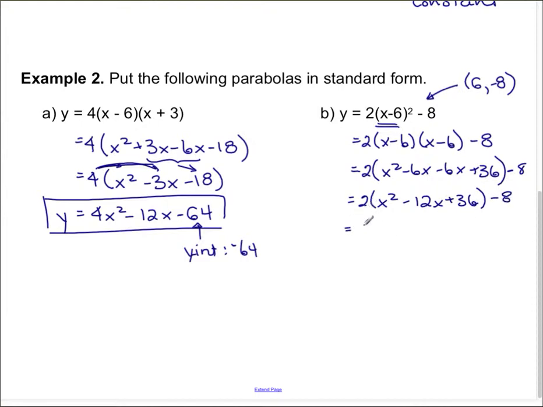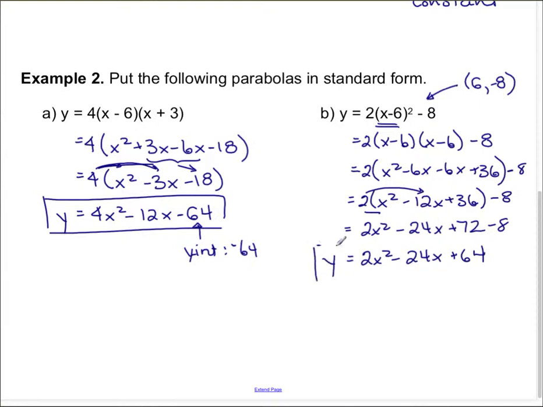I'm going to put that 2 through the brackets. So when I put the 2 through the brackets, I get 2 times x squared is 2x squared. Now I'm going to multiply that out. That gives me -24x. And then 2 times 36 is plus 72. And I got to subtract the 8 on the end because it's right here. And if we drop it, we are wrong, quite simply. So then I have 2x squared minus 24x. And then 72 minus 8 is plus a 64.